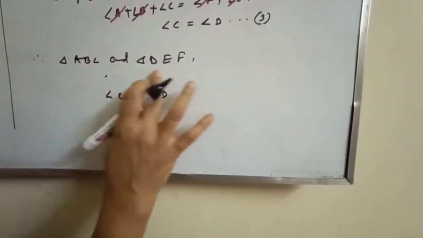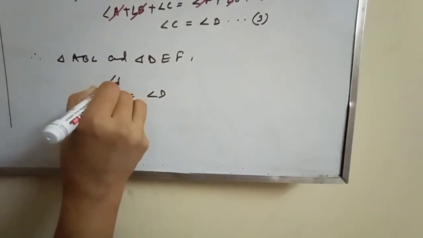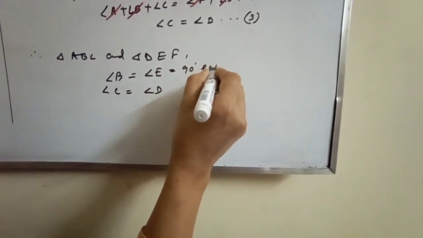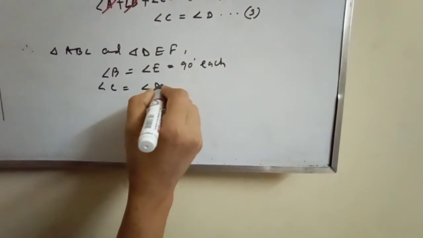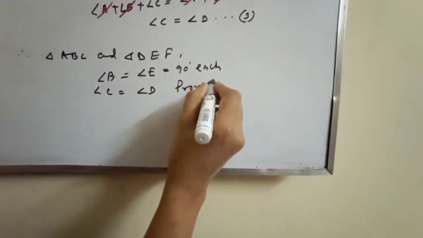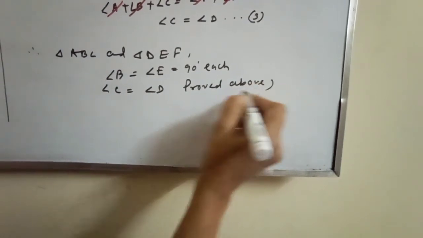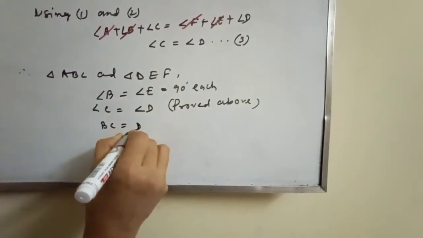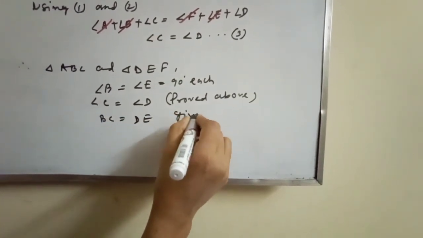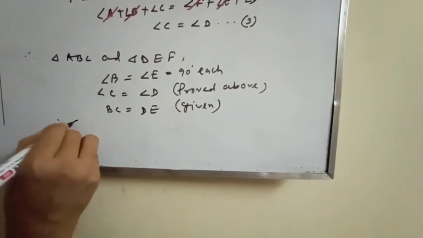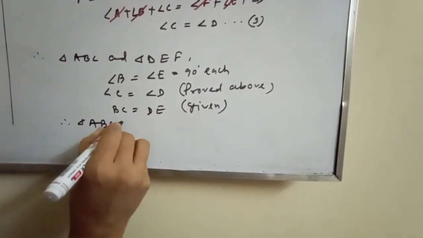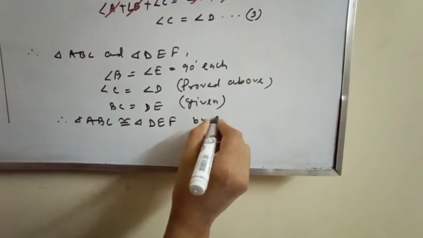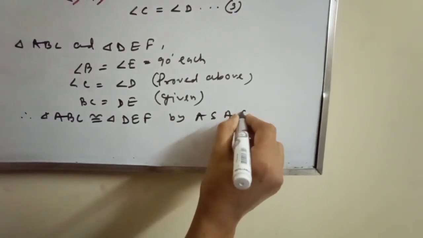Angle A equal to angle F is not required now. Angle B is equal to angle E, 90 degrees each. Angle C is equal to angle D, proved above. Just now it has been proved. And BC is equal to DE, it is also given. Therefore triangle ABC is congruent to triangle DEF by angle side angle criterion.